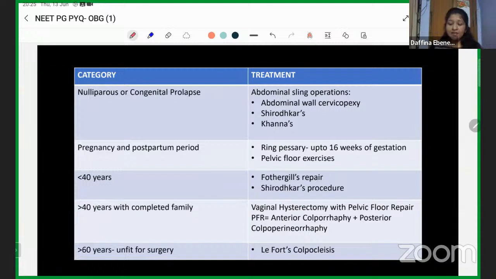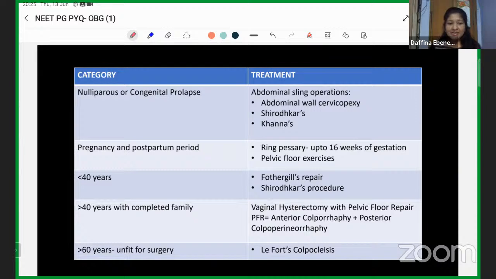Less than 40 years, you can go ahead with a Fothergill's, that is a Manchester operation, or a Shirodkar's procedure. Anytime after 40 years, if the patient has completed the family, then you can go ahead with vaginal hysterectomy with pelvic floor repair. So what is pelvic floor repair? Anterior colporrhaphy and posterior colpoperineorrhaphy. That will be the treatment of choice if it is a more than 40-year female who has completed her family.